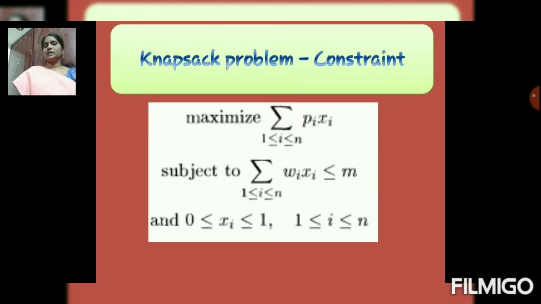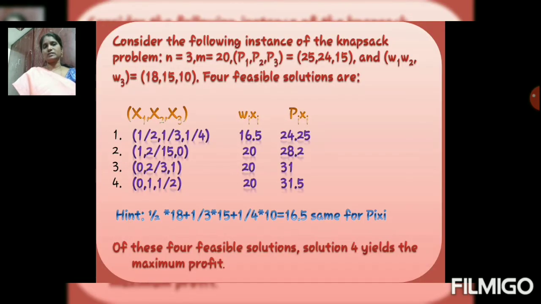So the constraints or conditions are: we have to maximize the profit. The profit is calculated as the summation of PiXi, where i is between 1 and n, and n is the maximum number of items. M is the summation of weight. If you take a portion, it will be WiXi, where x is the portion. These are the two constraints.